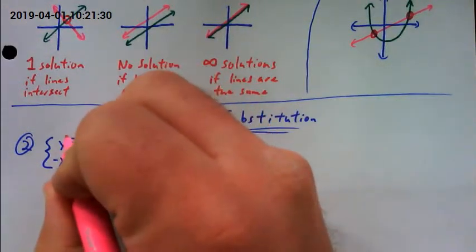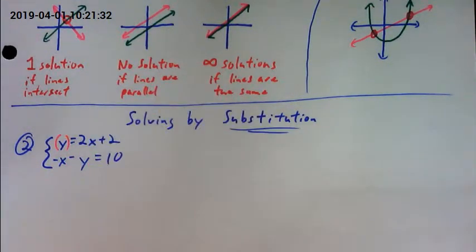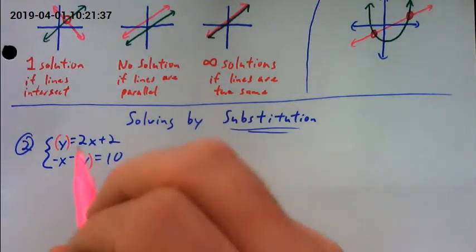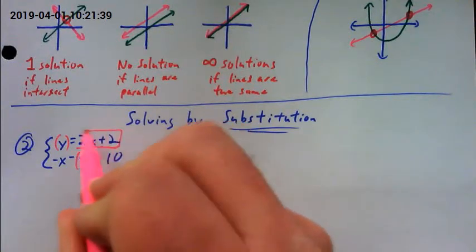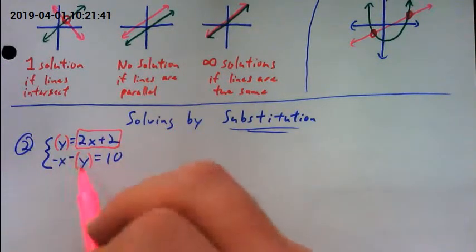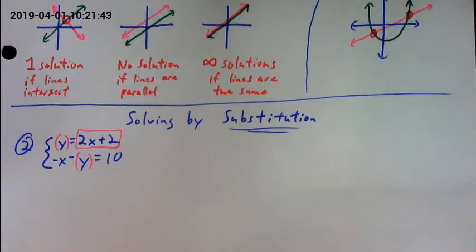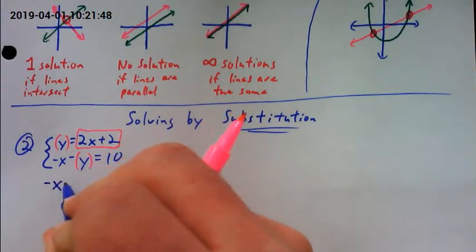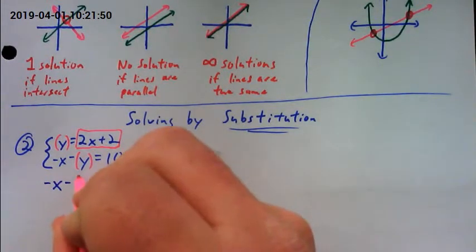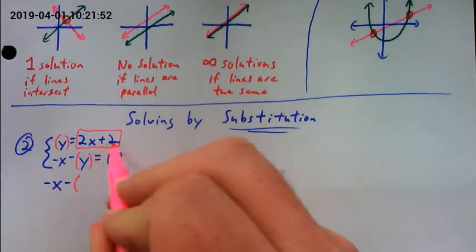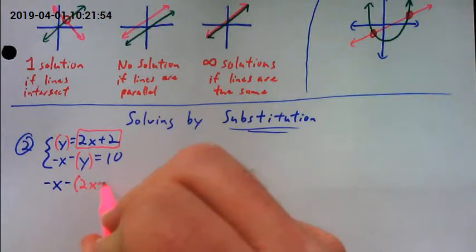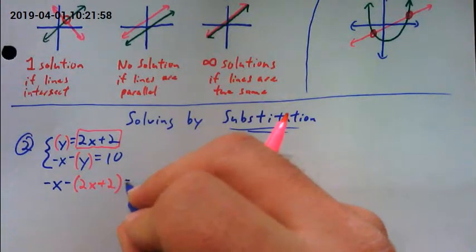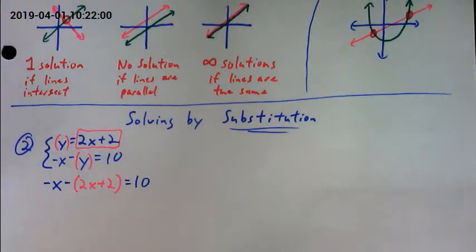So that first equation is set equal to y. So the y then, in this equation, will get replaced by this entire thing. That whole thing is going to replace y in that second equation. So when we rewrite this, we have negative x minus 2x plus 2. So that whole thing went in place of y. And it's still equal to 10.